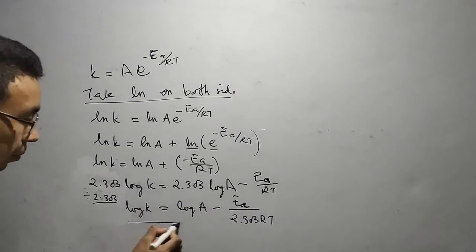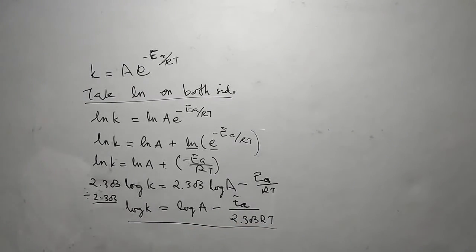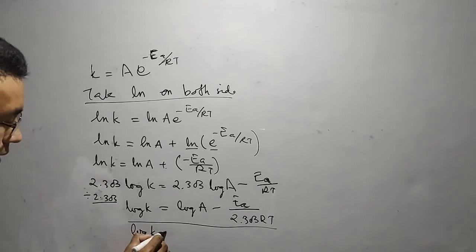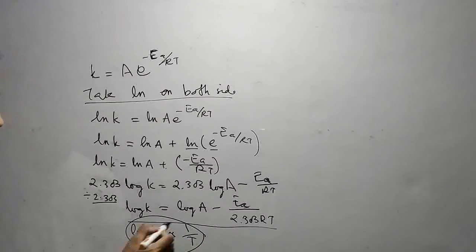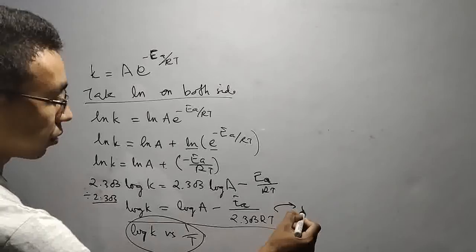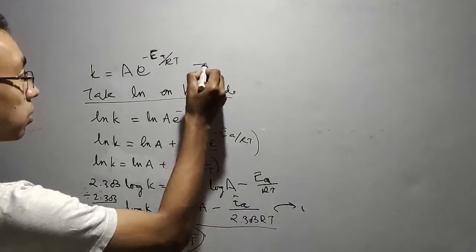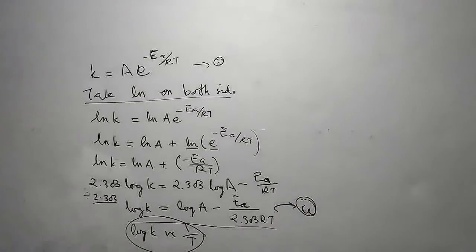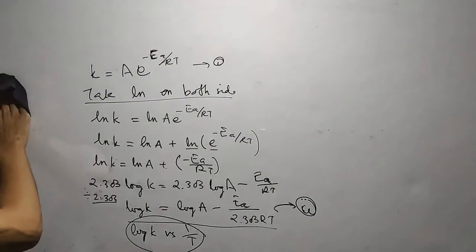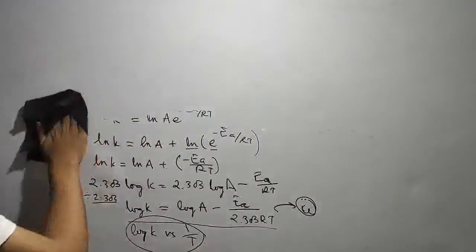Now I want you to draw or plot the graph for log k versus 1 by T. You plot the graph for this one. Make the earlier one equation number 1 and this one equation number 2.